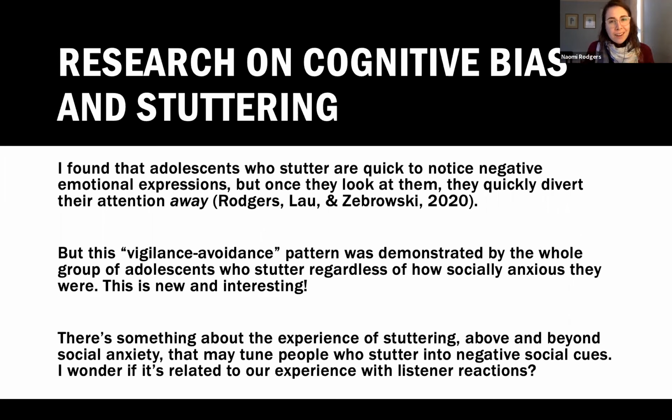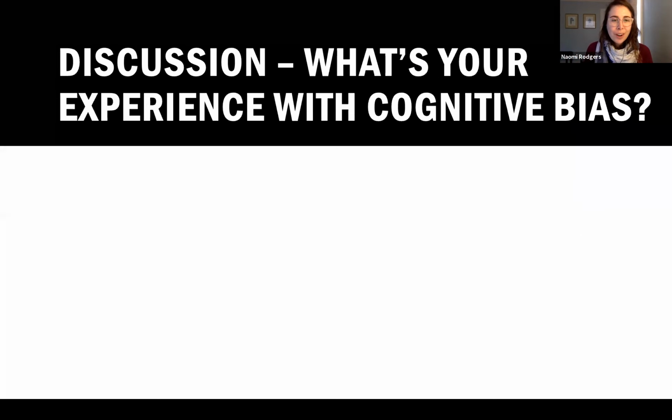And so at the end of my presentation a couple weeks ago, with the group of folks who stutter that were there, we had a wonderful and lively discussion about the implications of this attentional bias and more broadly cognitive bias on the stuttering experience. Or perhaps you can also look at it the reverse way: how does our experience with stuttering influence our cognitive biases or attentional biases? And so here are some discussion prompts that we addressed in our discussion.